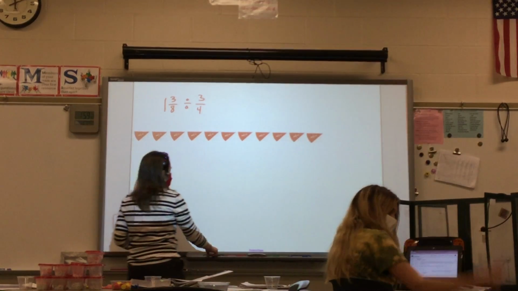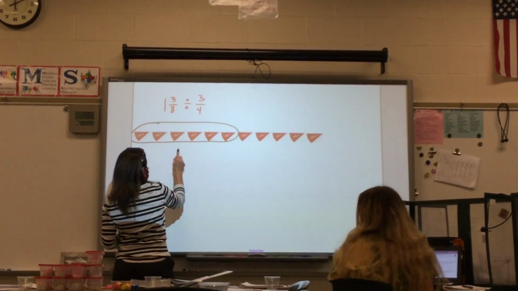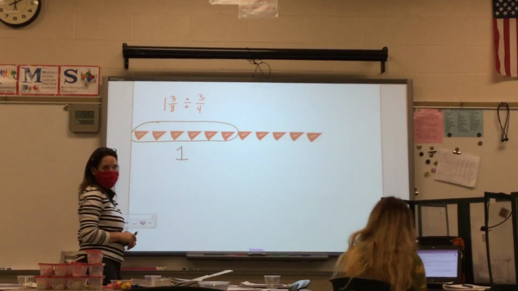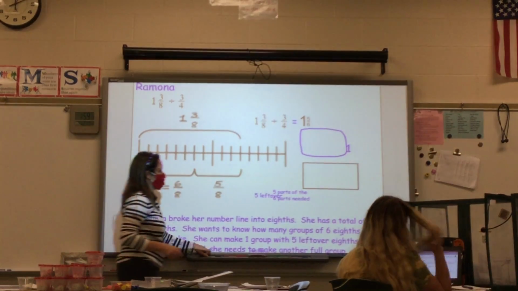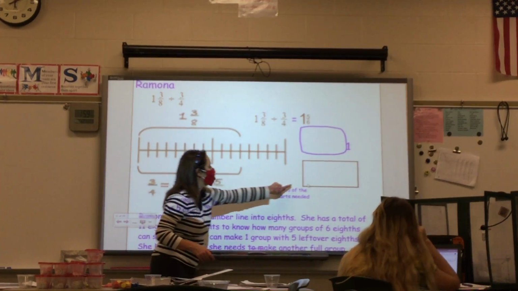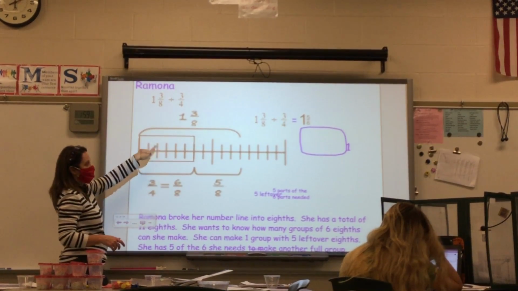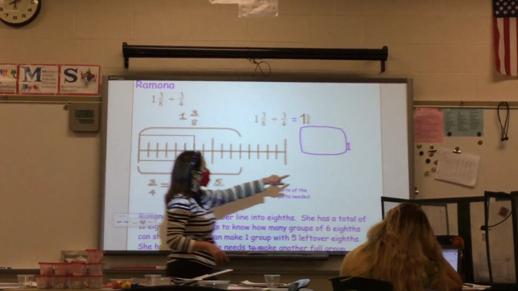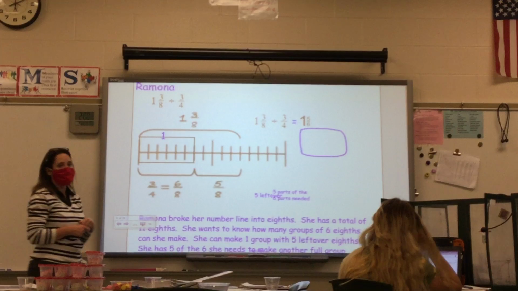Okay, so here's my one group of 6 8s. 1, 2, 3, 4, 5, 6. I have one group of 6 8s. Now, over here, she did the same idea, but on a number line. So she said, oh, here's 6 8s. This is one group of 6 8s. I have one whole group of 6 8s.